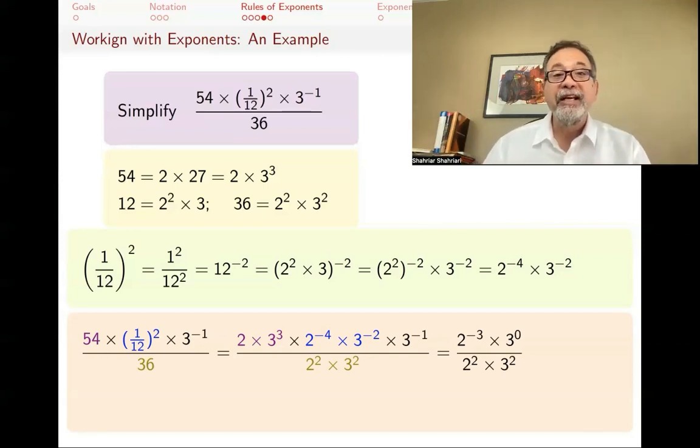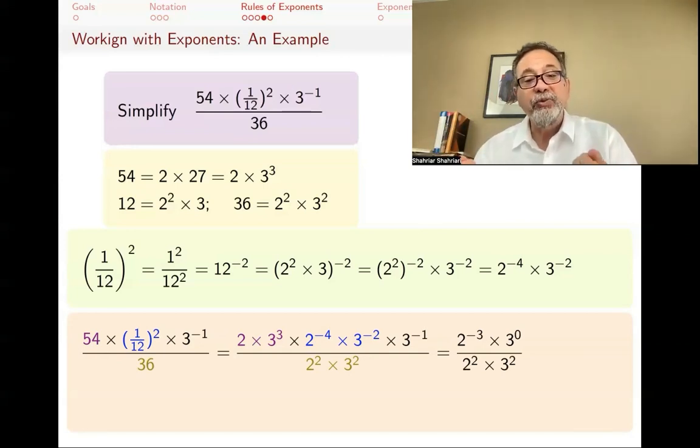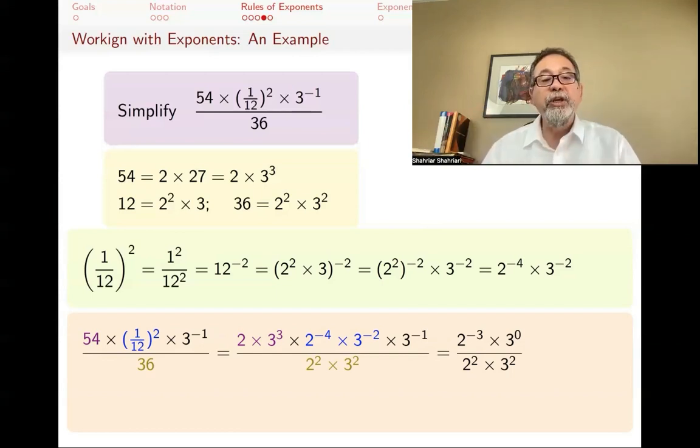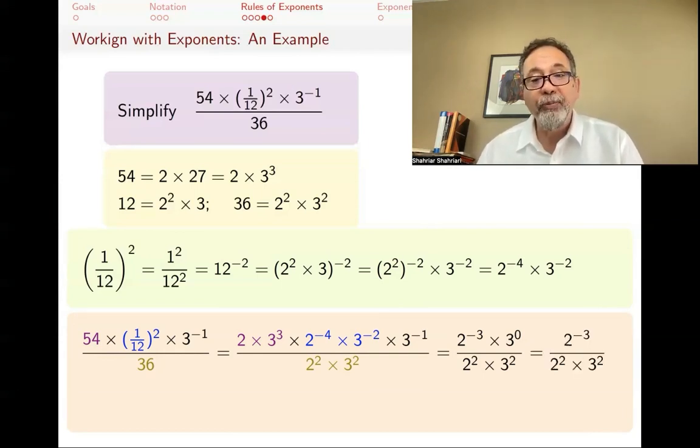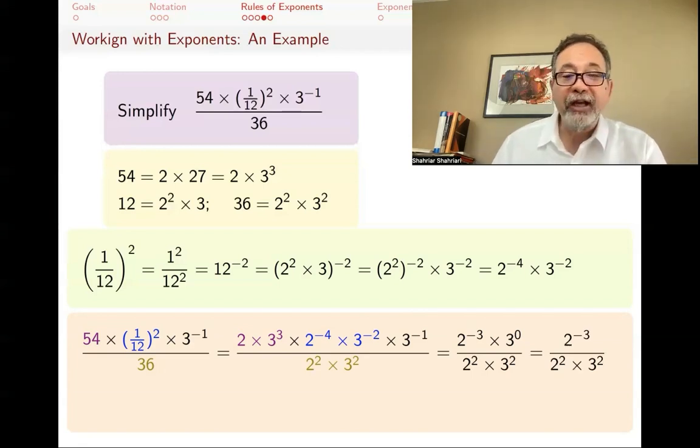What about the 3's? The 3 cubed times 3 to the minus 2 times 3 to the minus 1. There's 3 things with 3 as a base. I can just add the exponents: 3 minus 2 minus 1, and that's 3 to the 0. And the denominator I just kept. Now, what's 3 to the 0? That's just 1. So I just have 2 to the minus third over 2 squared times 3 squared.